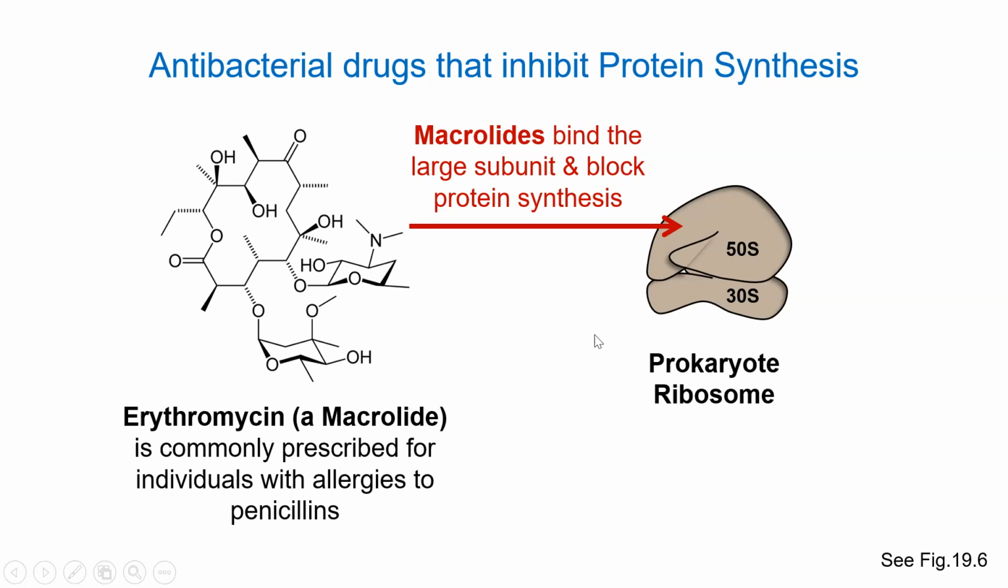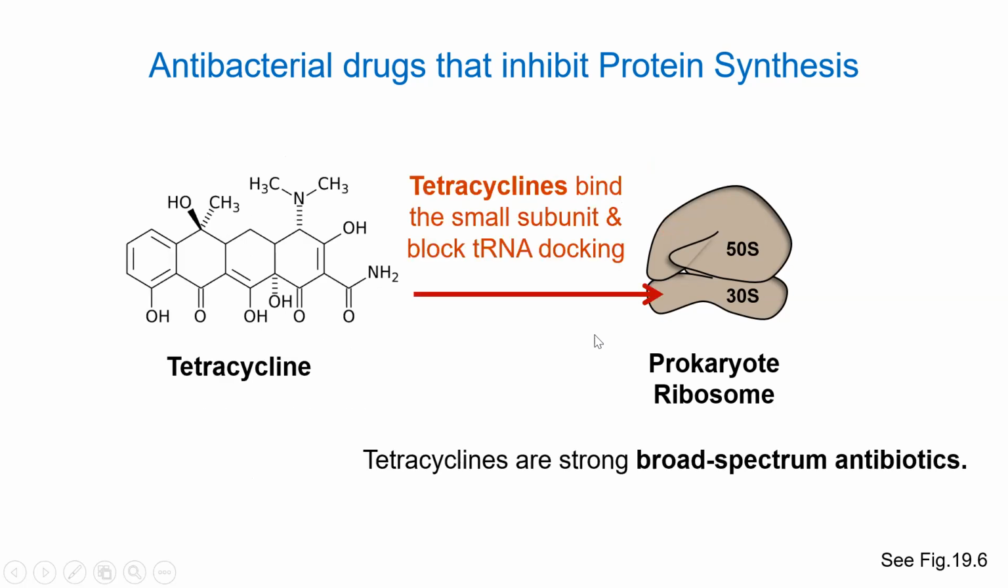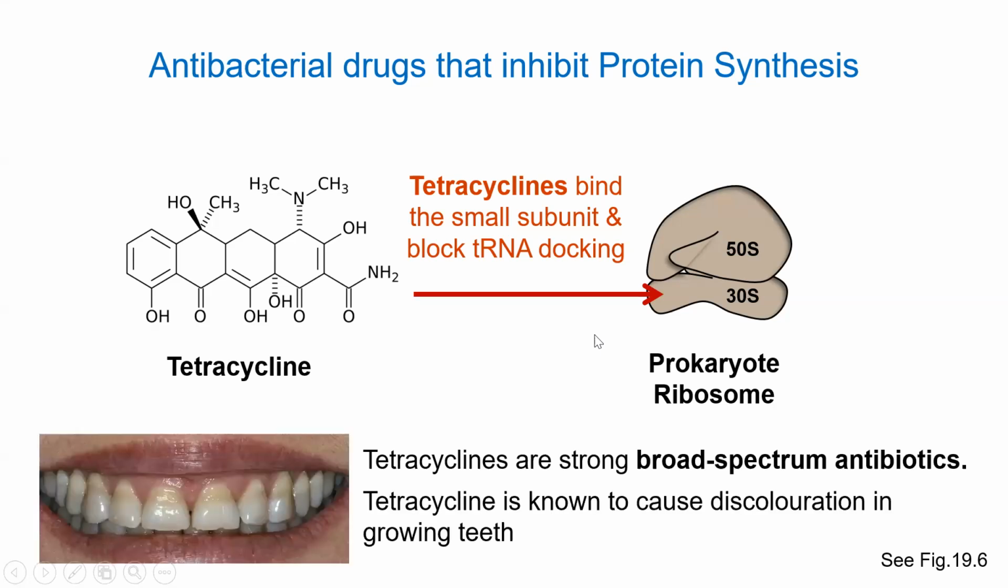Like I said, I'm going to give you one example in each category. There are some of these drugs that bind the small subunits. This one here blocks transfer RNA docking. It's a different mechanism, and you can see it's a different chemical structure. This is also a really strong broad spectrum antibiotic, meaning it's very good at killing a variety of bacterial species. There are some issues with this. We don't usually give it to children, and I'll show you why, because it is known to stain the teeth.